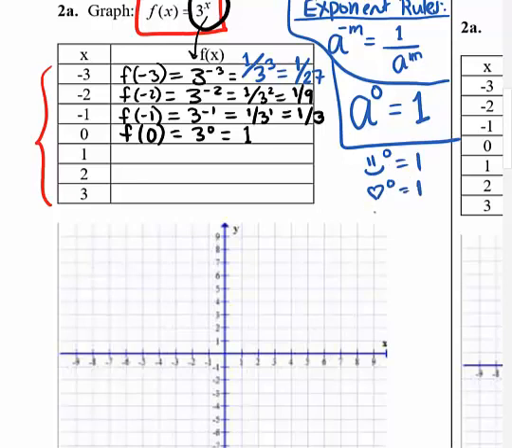I don't know. If I was a better artist, I could say, unicorn. Oh, God. Why'd I start that? There we go. That's pretty good, right? Look at that. Unicorn to the 0 power is 1. Whatever. I don't care what you're raising to the 0 power. It's going to be 1.